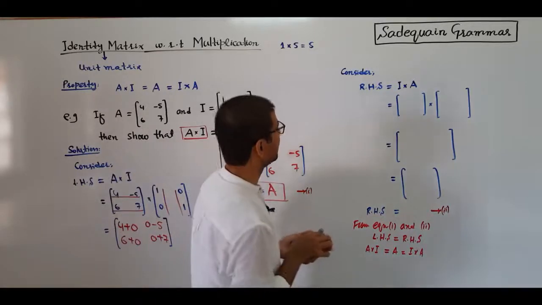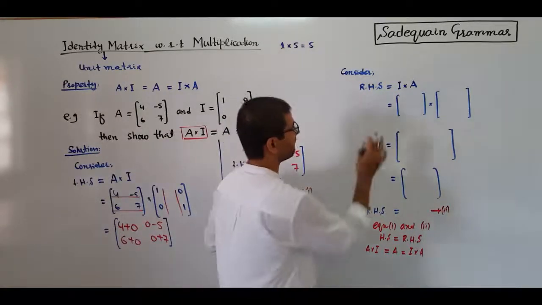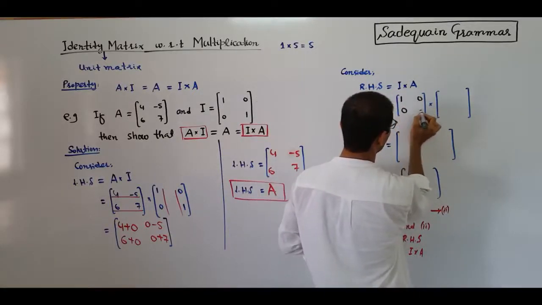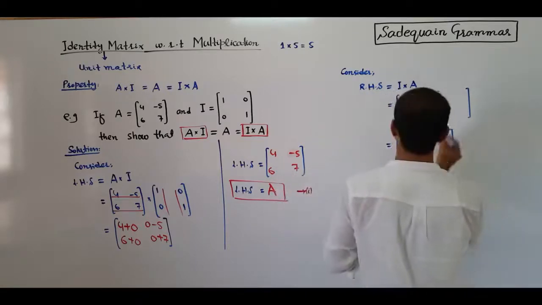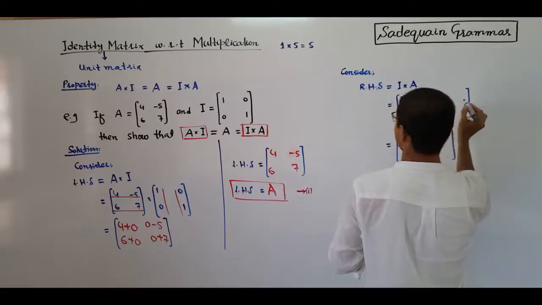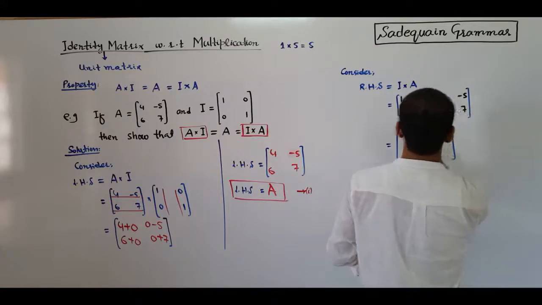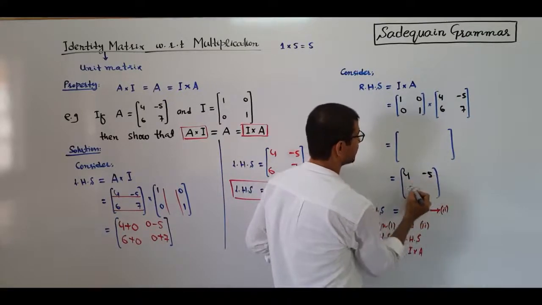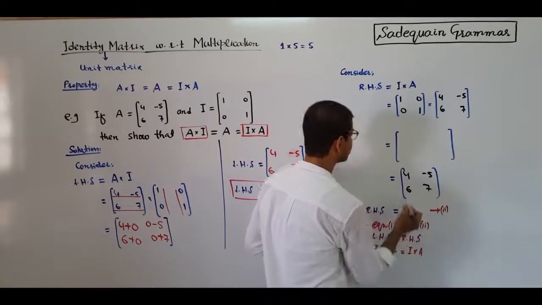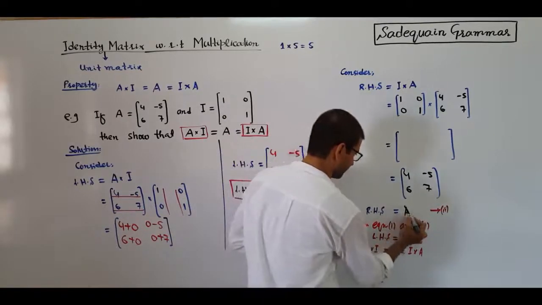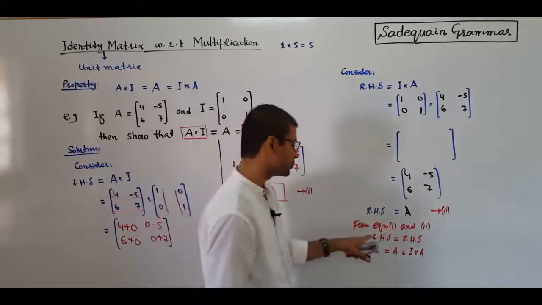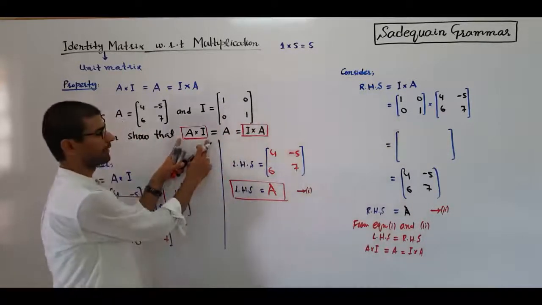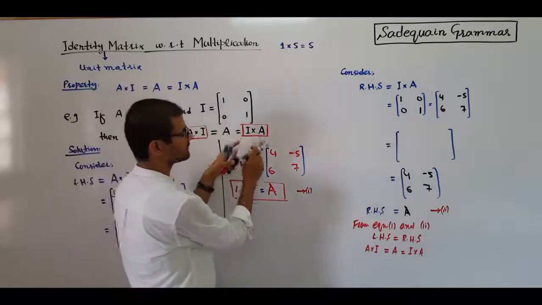Now students, similarly consider the right hand side and evaluate I multiplied by A. I is 1, 0, 0, 1. Matrix A is 4, 6, minus 5 and 7. When you multiply these two matrices, you will get 4 minus 5, 6, 7, which is matrix A. At the end you will write from equations 1 and 2, left hand side is equal to right hand side. This is the property A multiplied by I is equal to A is equal to I multiplied by A.